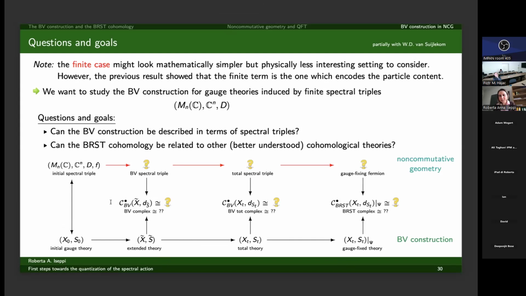Okay, my goal is to lift this entire construction to spectral triples and to find a description of the BV construction in this setting. Of course, this construction should be done in such a way that each of these new spectral triples induces a cohomology, and this cohomology has to correspond to the cohomology coming from the BV construction, to just complete the diagram.